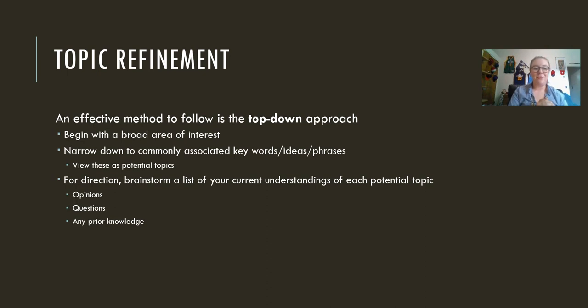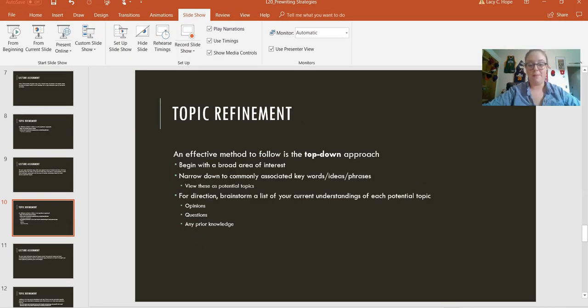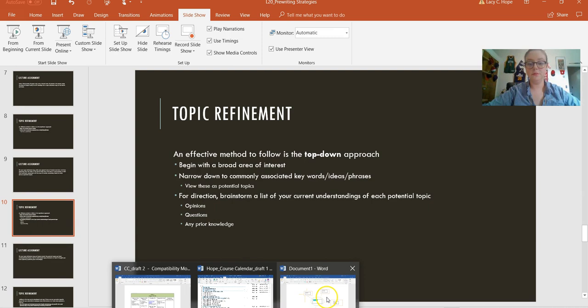Continuing with our top-down approach, the next thing that we want to do, for direction, is brainstorm a list of your current understandings of each potential topic. So that's going to be opinions, questions, or any prior knowledge that you might have. So let's go back to our example topic refinement map.